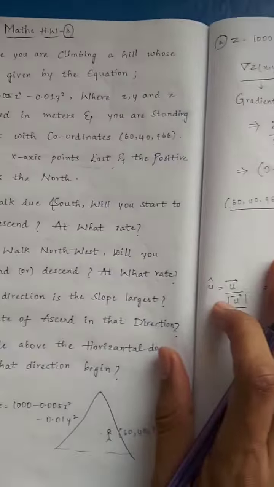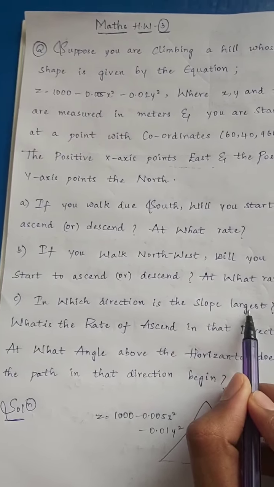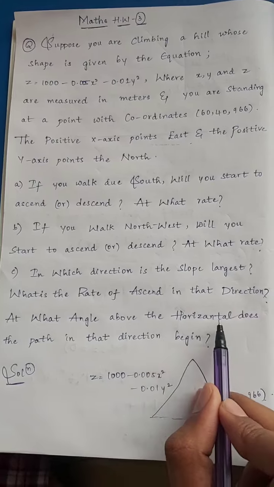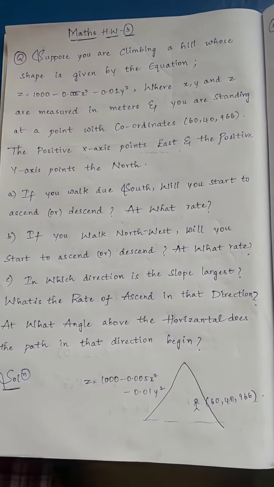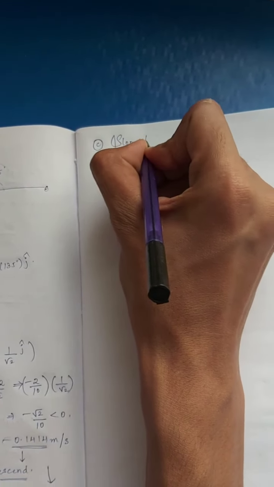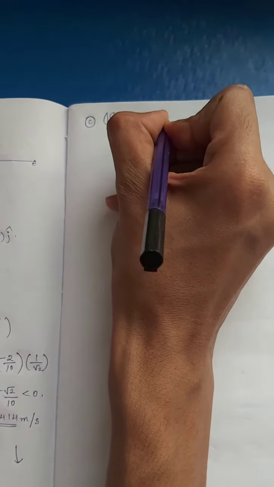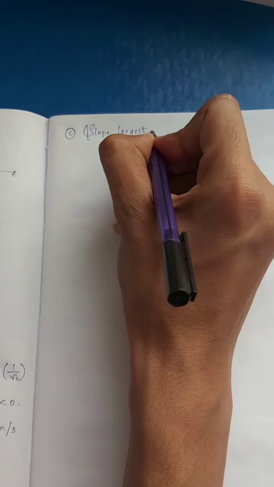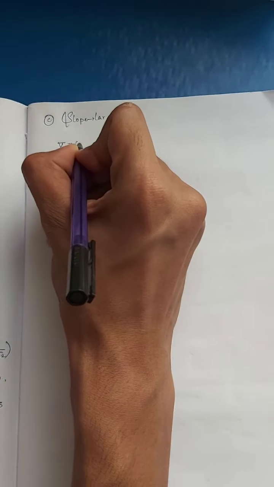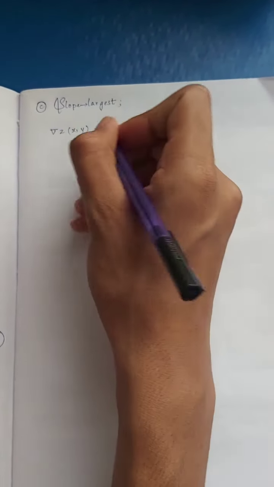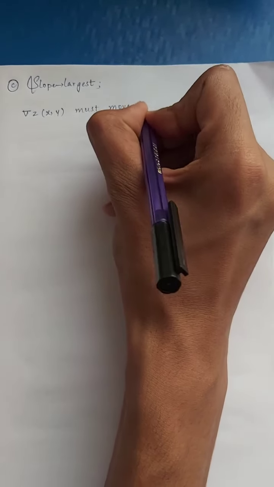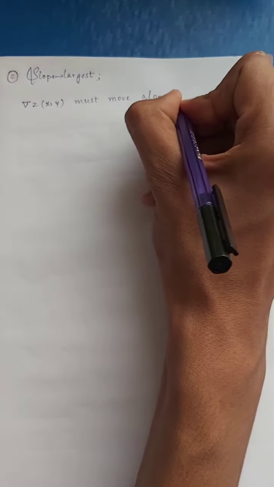It is asked that in which direction is the slope largest? What is the rate of ascent in that direction? At what angle above the horizontal does the path in that direction begin? So in order to get the slope largest, the gradient vector, which is nothing but delta z, must move along the unit vector.